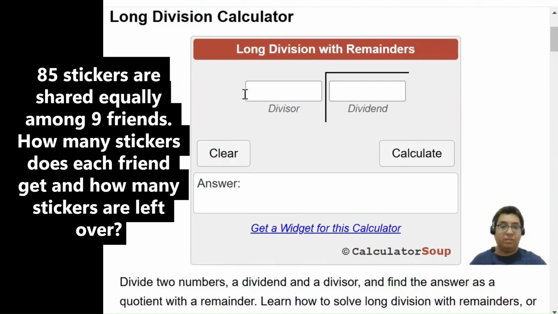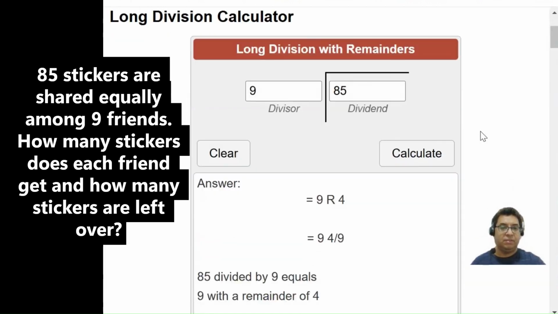So for the divisor, we're going to put 9. And then for the dividend, we're going to write 85. So what's 85 divided by 9? Let's calculate that now. And 85 divided by 9, the answer is 9, remainder 4. Now you've got that 9 with 4 over 9. Don't worry about that. The answer above it, 9 remainder 4, is the answer.